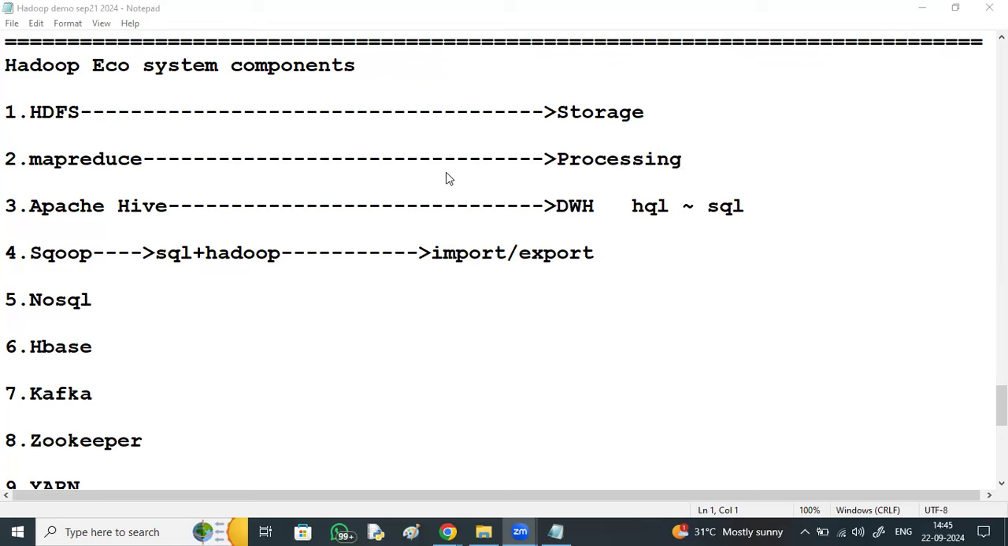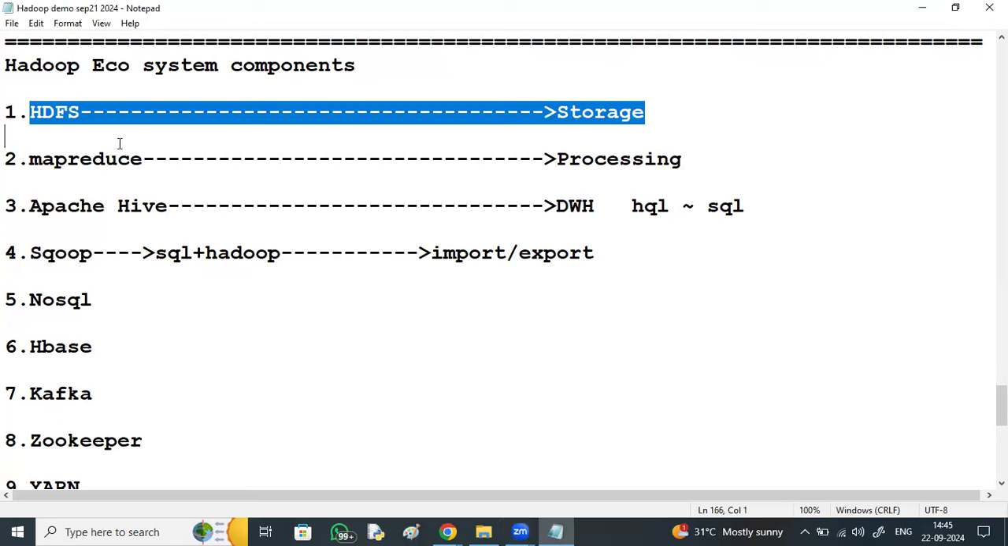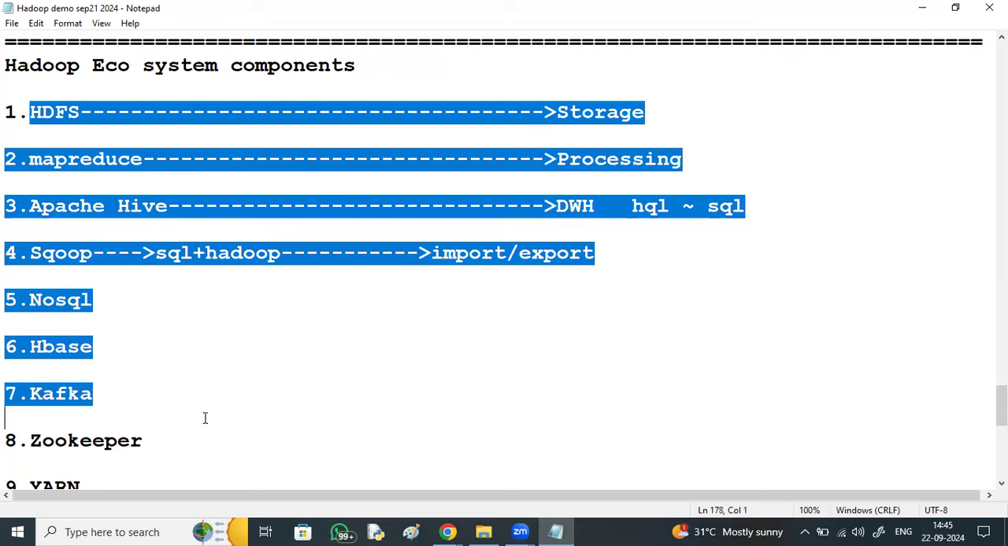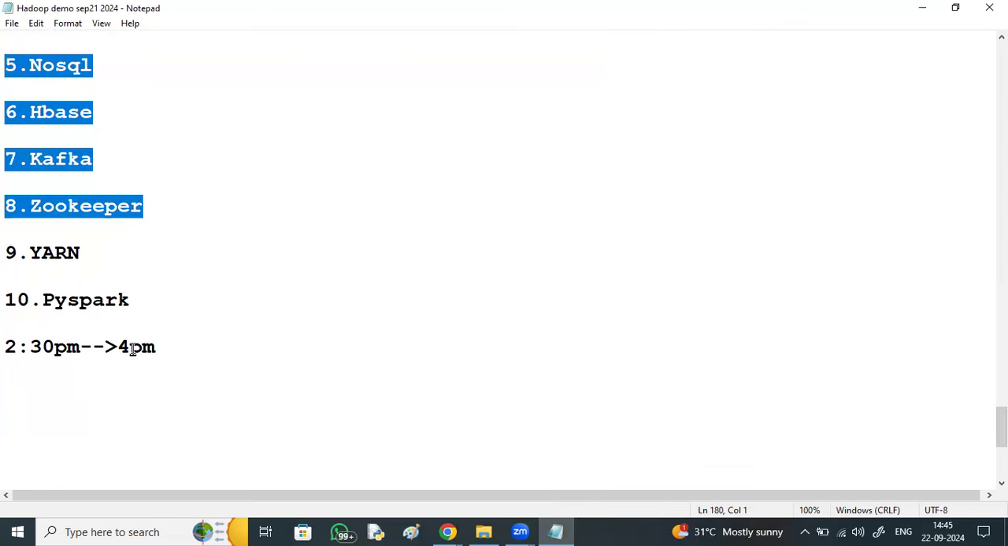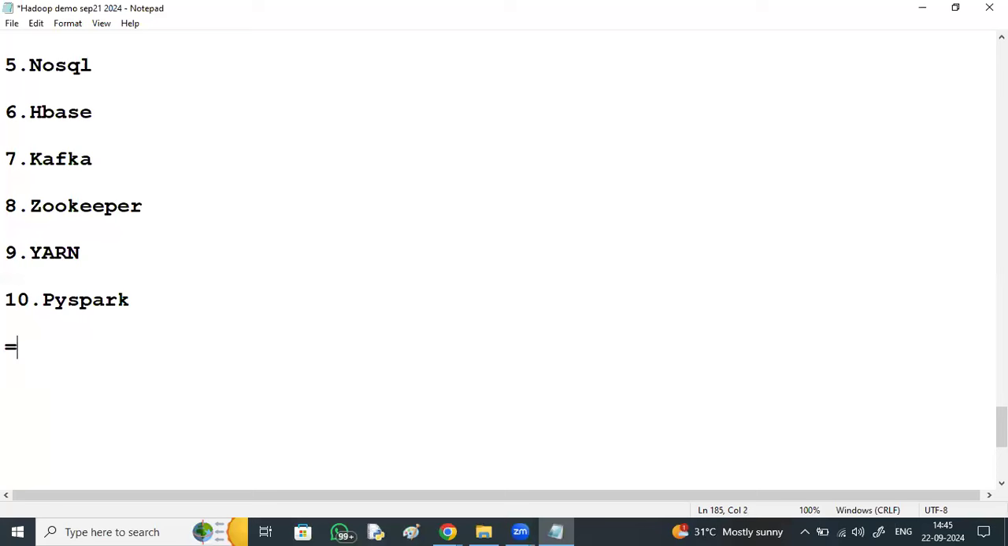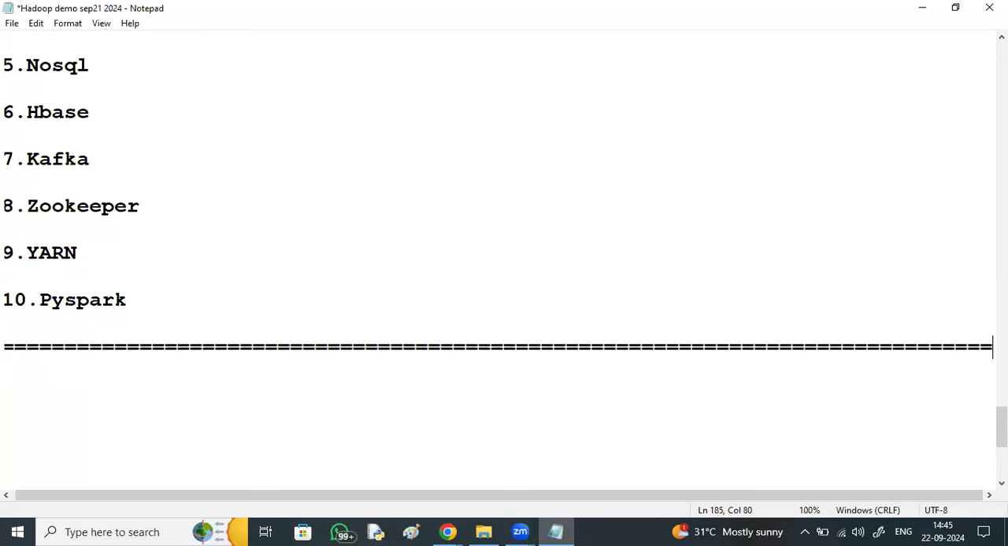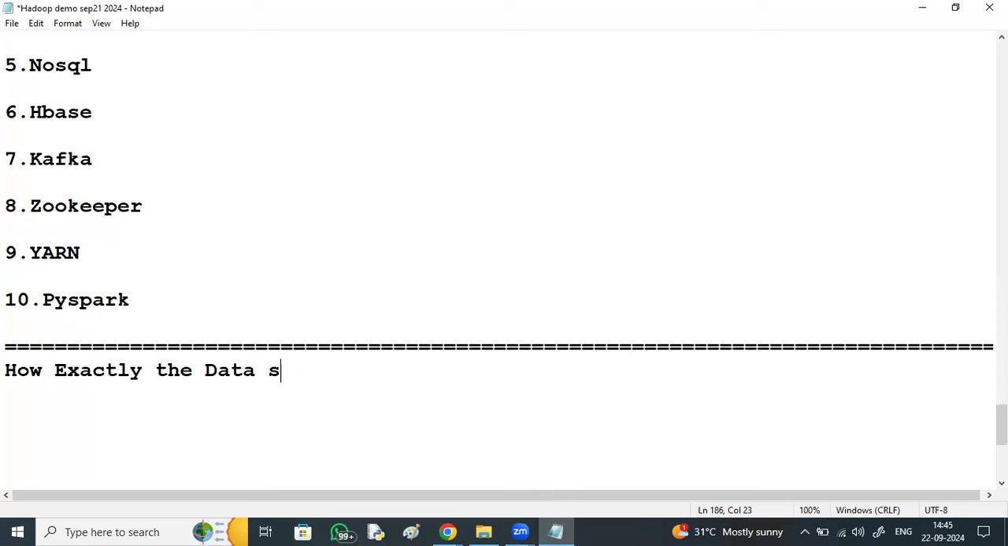In the last class, I briefed you on the Hadoop ecosystem components: HDFS, MapReduce, Hive, Sqoop, NoSQL, HBase, Kafka, Zookeeper, Oozie, and PySpark. Today I'll brief you on how exactly data storage and processing happens in Hadoop.